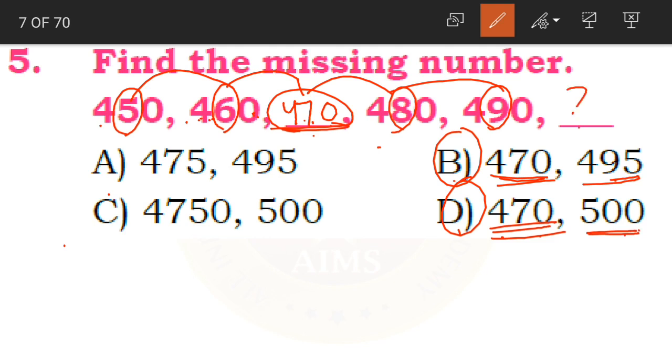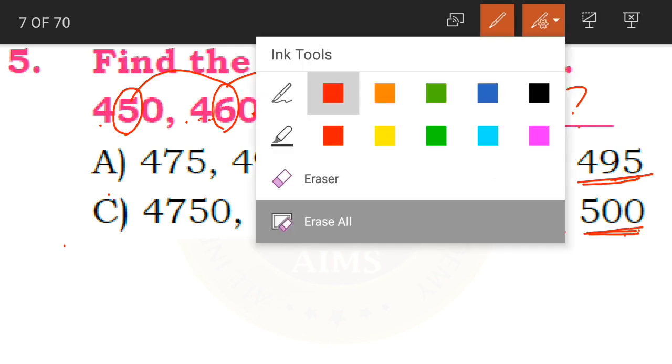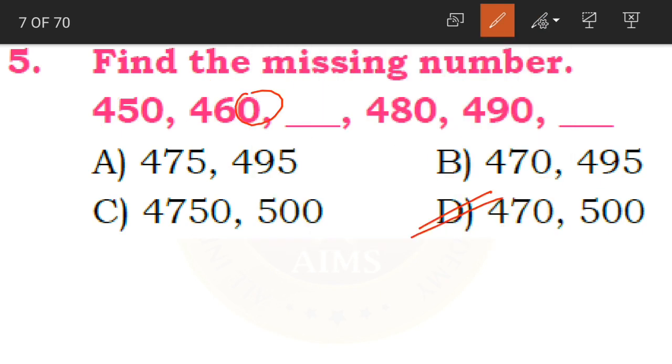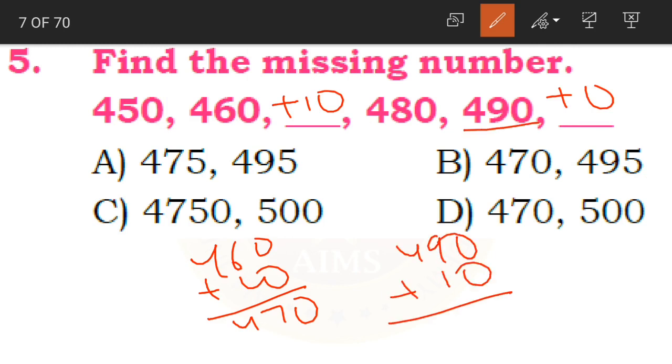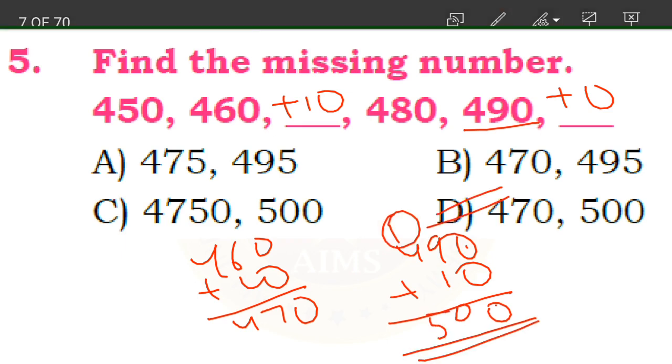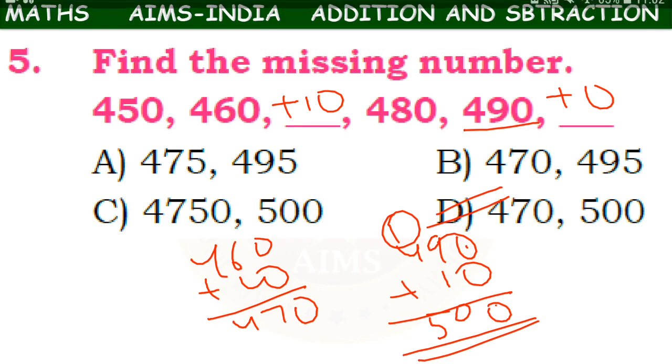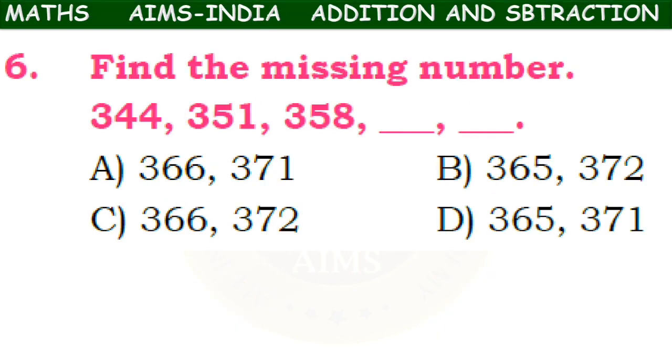Now what should be the answer here? 495 or 500? 500. See, all the numbers are having zeros in the ones place. So here it is 5. So it is not possible that 495 is the answer. It is 500. The pattern followed here is plus 10. 460 plus 10 is equal to 470, and here 490 plus 10 is equal to 500, 0, 10, 1 carried and 5, 500. So option D, 470 comma 500 is our correct answer.